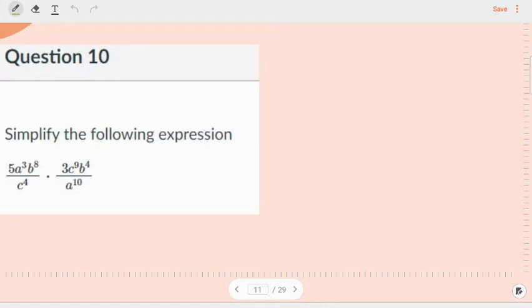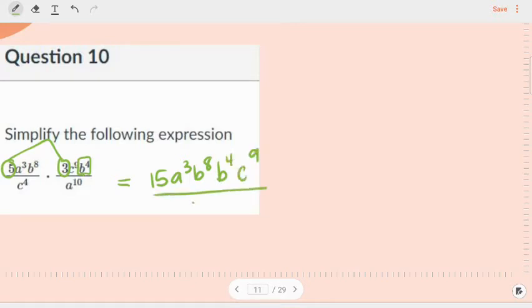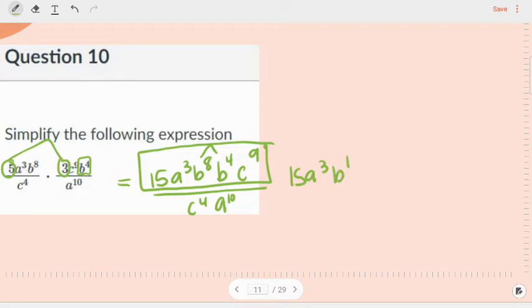Simplify the following expression. So I'm going to go ahead and, since I have 2 fractions, I'm going to combine them all together first. So remember to multiply the numbers in front to begin with. So 15, A3, B8, and I'm going to pause a second. I'm going to bring that other B next, B4 and C9, all over C4 and A10. I'm going to simplify everything on top that I can, and it looks like these B's are going to combine forces. So I have 15, A3, B12, C9, and I have C4 and A10.